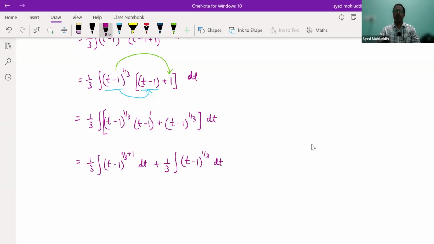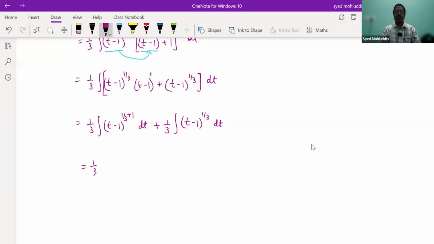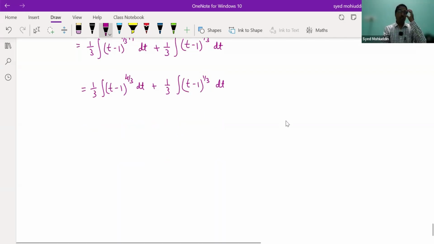Or further, if I simplify this one, 1 by 3 integral of t minus 1 whole power of 1 by 3 plus 1, which will be 4 by 3, into dt, plus 1 by 3 integral of t minus 1 whole power of 1 by 3 into dt. Again, if you want to make the substitution over here, you can. Put the value of t minus 1 to be some other term u. Both are t minus 1.